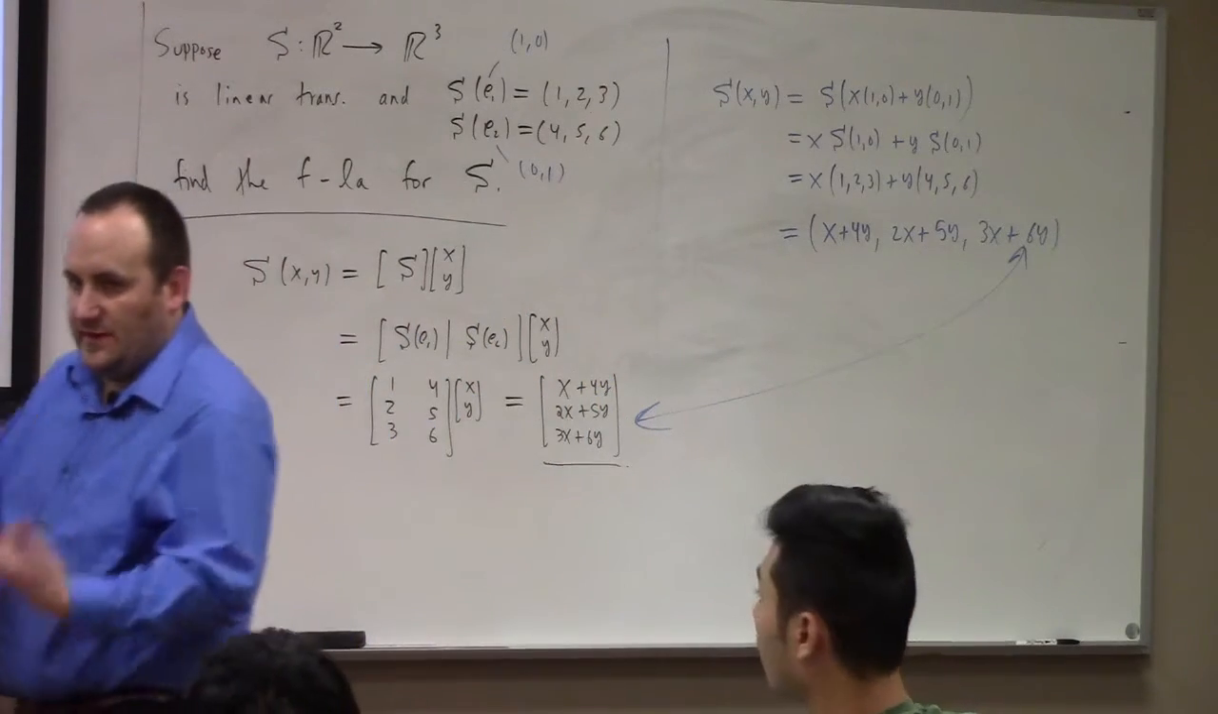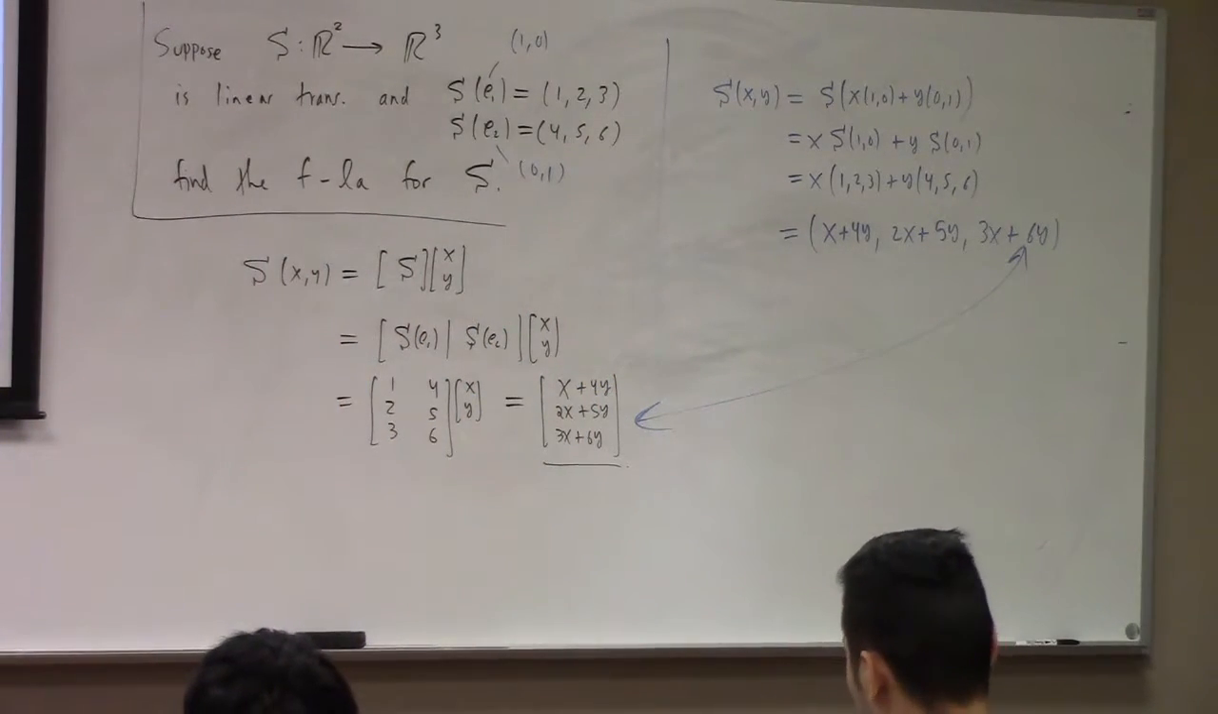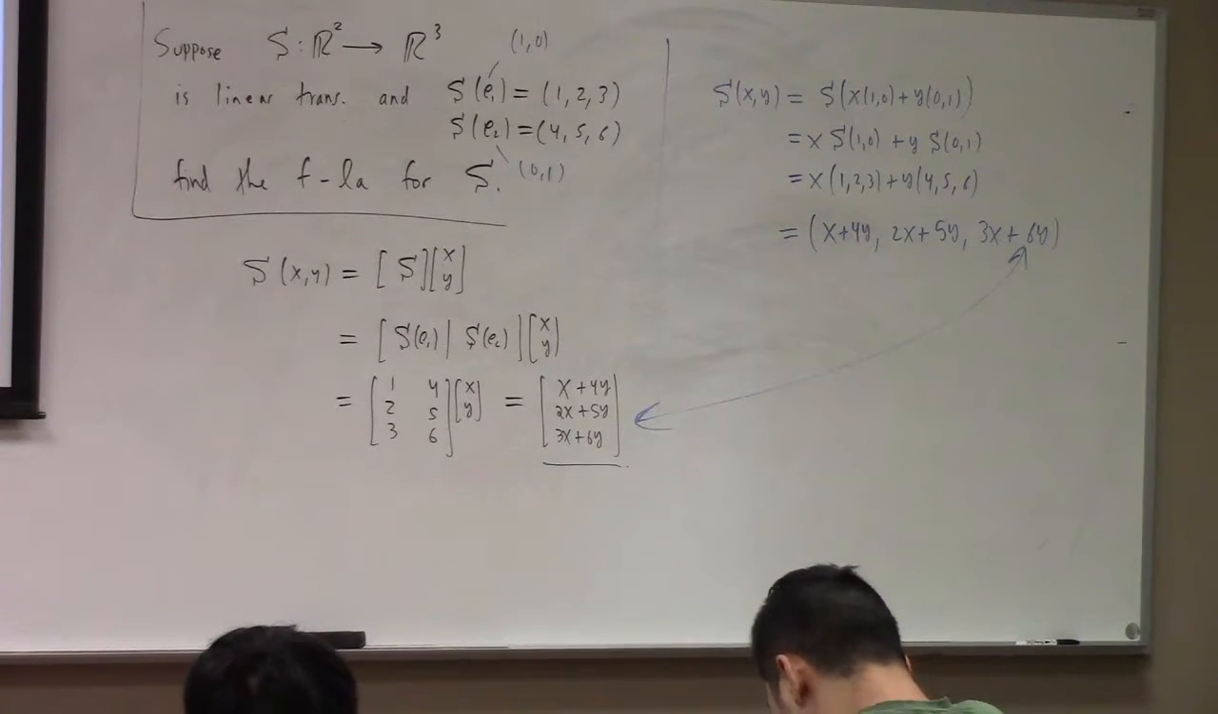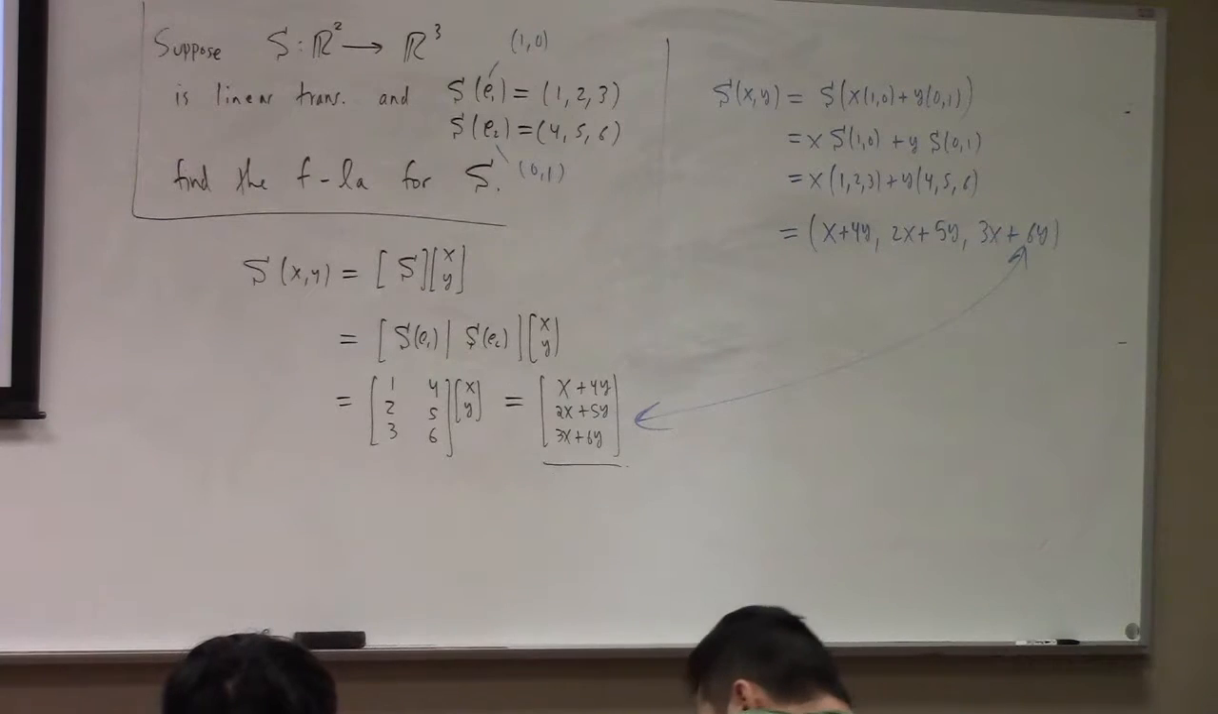So, I mean, which way do you want to think about it? With the idea of the standard matrix, or just straight using additivity and homogeneity? I mean, it's up to you. I would respect either solution here. Totally, both are totally legitimate.